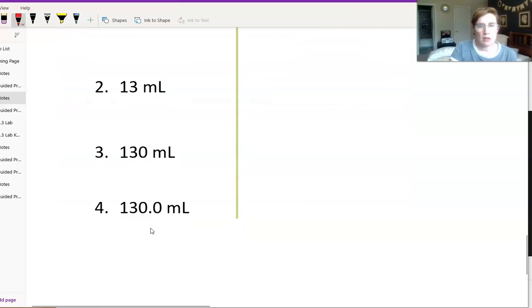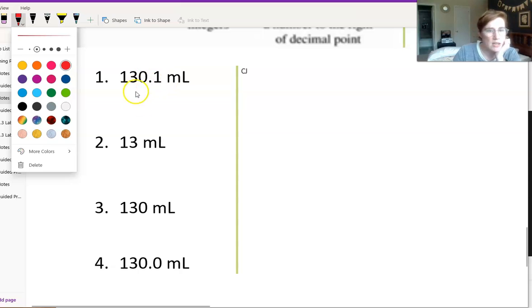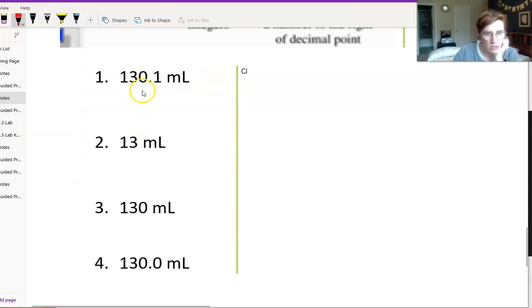Now let me walk you through what that looks like with these four problems. So here's 130.1 milliliters. So we know that the last digit is always the estimated digit, right? And so that's significant. This is the level of precision, and all of these are measured digits. This is the level of precision because it comes right before the estimated digit. So that's why zeros in the middle always count as significant. So this has 4 significant figures.